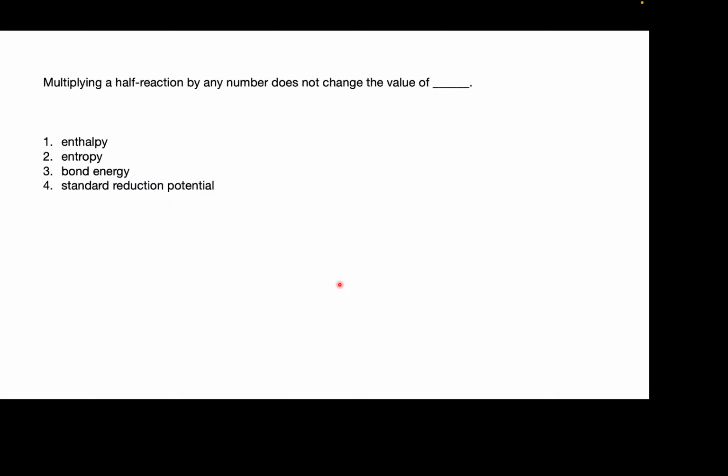Moving to the next question, it says multiplying a half reaction by any number does not change the value of. So what this is asking is which one of the following is a property that, if we multiply it by any number, whatever the magnitude is, its value won't change. So think about it. You guys have 1 minute for this particular question and your time starts now.